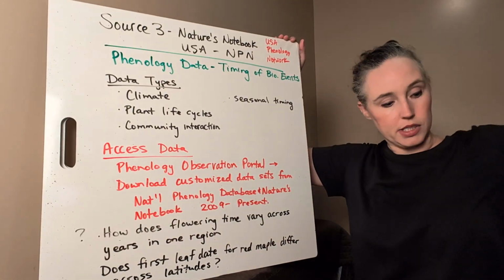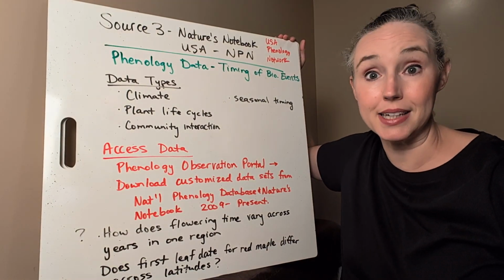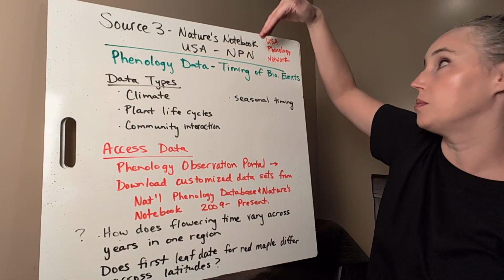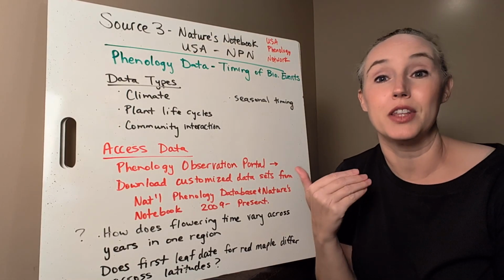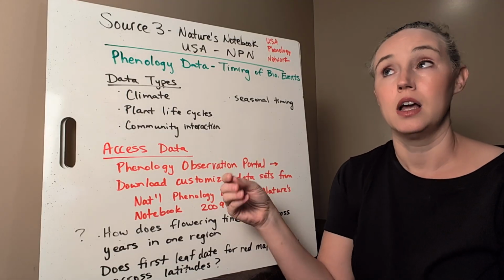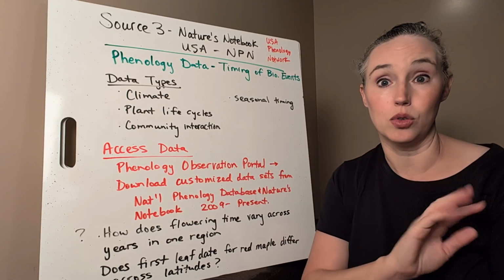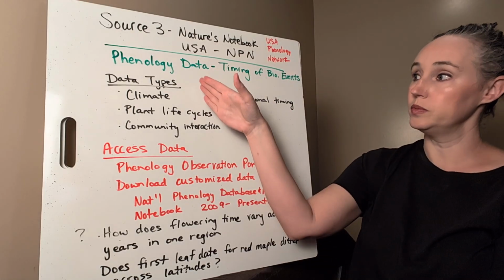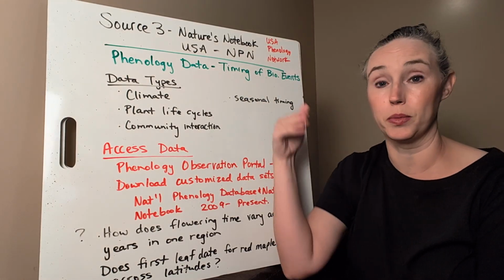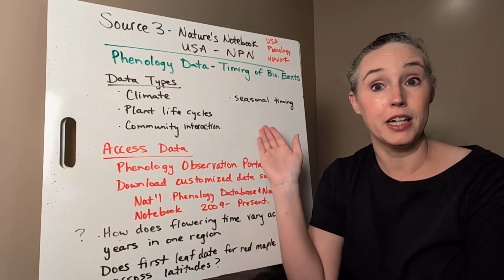The third source is focused on plants. And so that's Nature's Notebook, or the USA-NPN, which is put out by the USA Phenology Network. Again, phenology is plant life cycle data. Now, yes, plant life cycle data is there, but you can also find information on climate, community interactions.